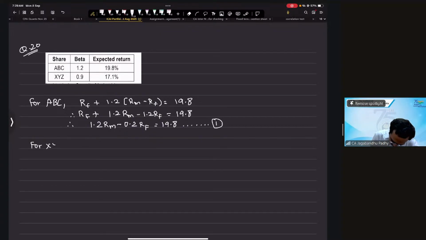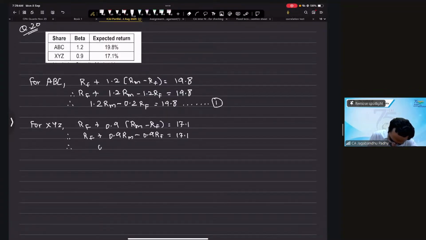Then for XYZ, it is going to be RF plus 0.9 into (RM minus RF), and this is equal to 17.1. So RF plus 0.9 RM minus 0.9 RF is 17.1. So this is 0.9 RM, and then we have 1 minus 0.9, so plus 0.1 RF is 17.1. So this is our equation number 2.